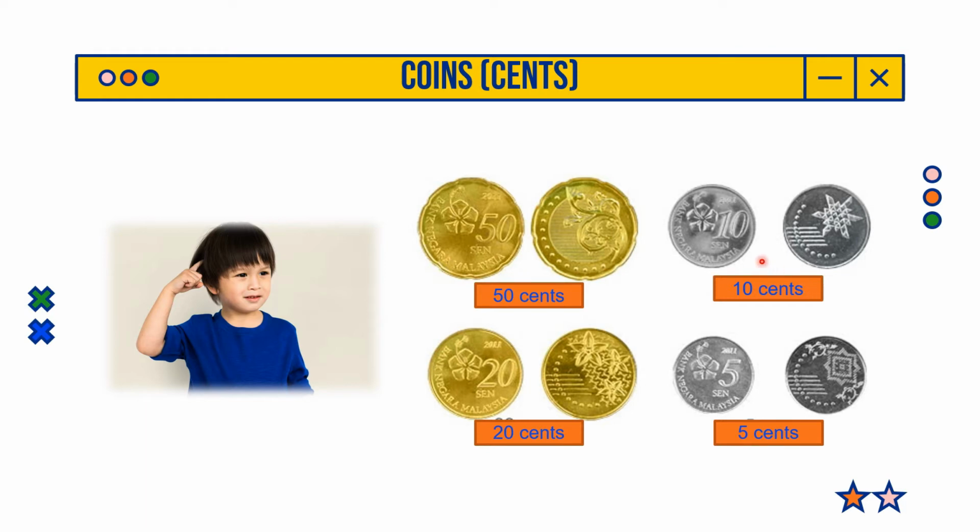10 cents, 10 sen. 20 cents, 20 sen. 5 cents, 5 sen. Let's repeat. Jom ulang. 50 cents, 20 cents, 10 cents, 5 cents. Very good. These are coins. Ni adalah shilling-shilling.